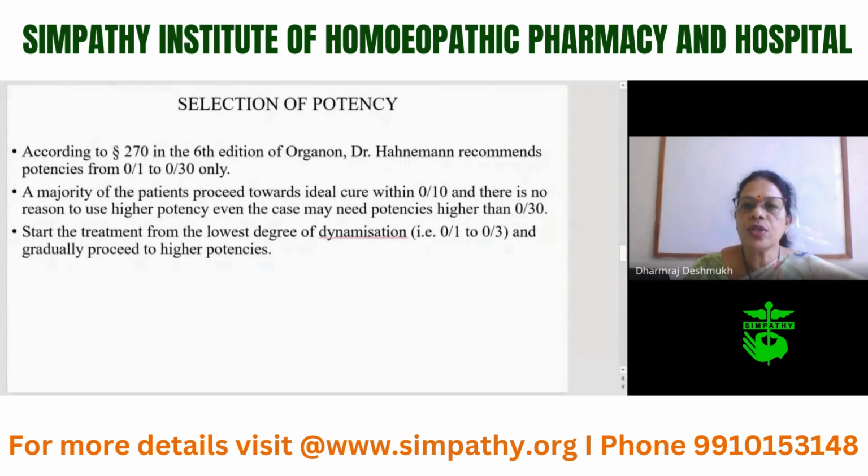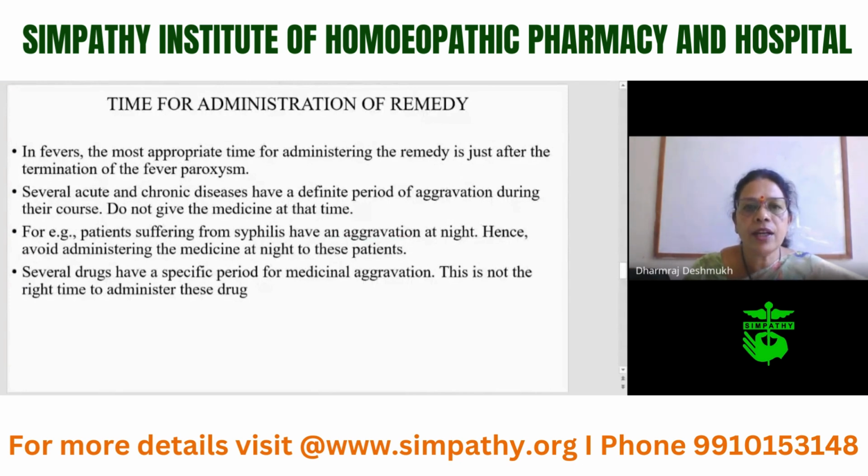So whenever you want to start these 50 millisimal potencies, you can start from the lowest, that is from 0/1 or 0/3, and then gradually increase the potency if needed. Then there are different time modalities which should be considered before administration of this potency in different remedies. If there is a case of fever, the appropriate time is to administer the medicine in between the paroxysms of the fever.